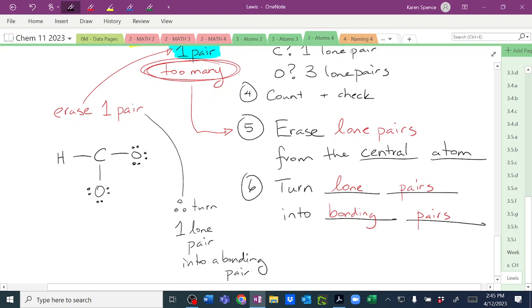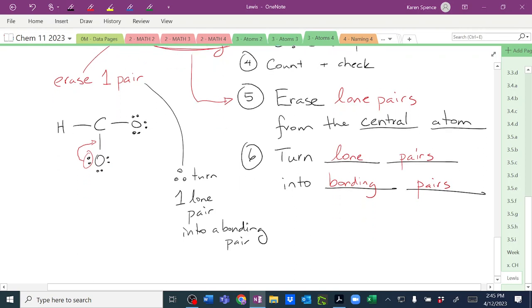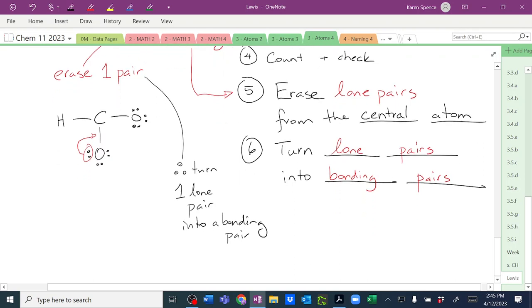Where will we get this lone pair from? From anybody that is not the central atom. And in this case, the central atom doesn't have any left. So we can choose either oxygen, whichever pair of electrons we want. I'm just going to grab these ones because why not? So we're going to take that pair and move it in between the oxygen and the carbon so it belongs to both of them rather than just oxygen.